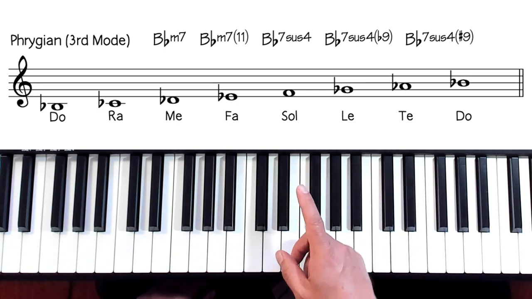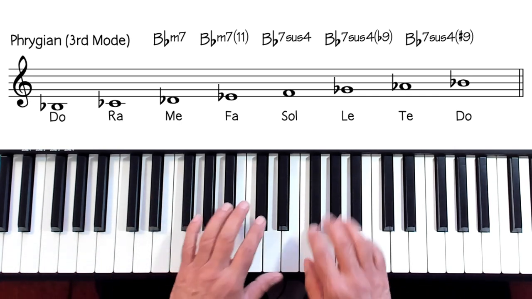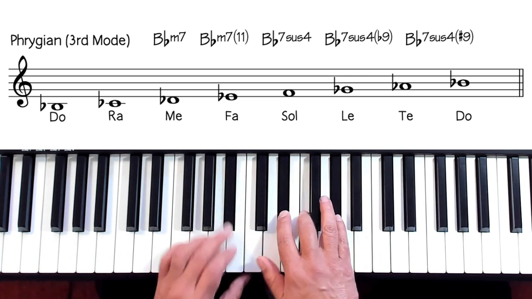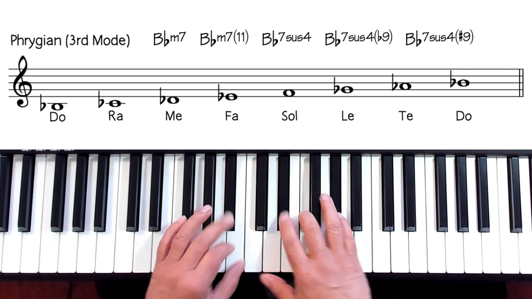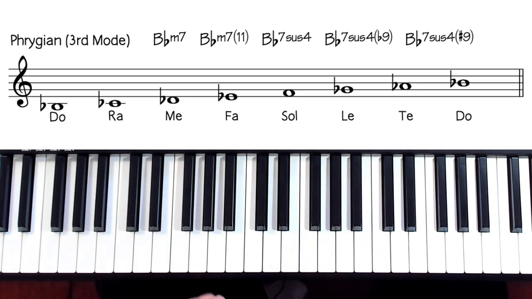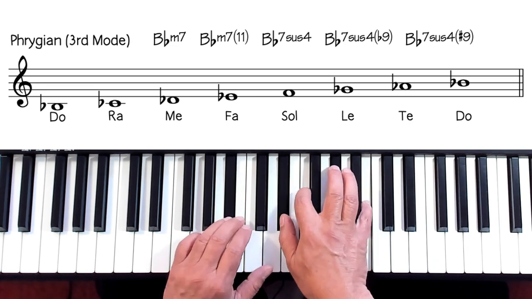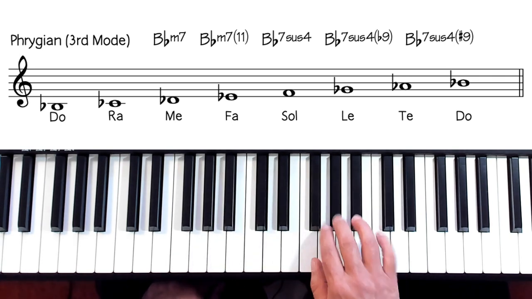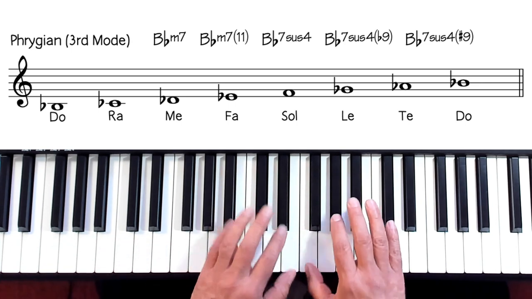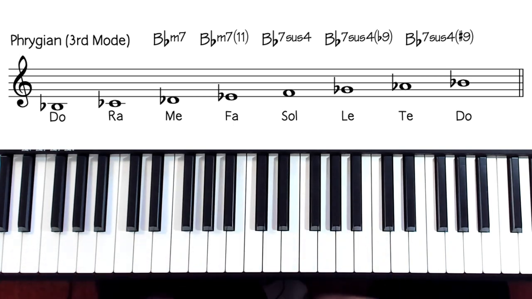But what makes this mode very interesting to me is when I change the chord pairing. Instead of connecting it with a minor 7, I choose to connect it with a sus 7 chord. It almost gives it a dominant flamenco type of vibe. I can have a sus chord with a flat 9. I even can have a B flat sus with a sharp 9. Okay, very nice mode to explore.